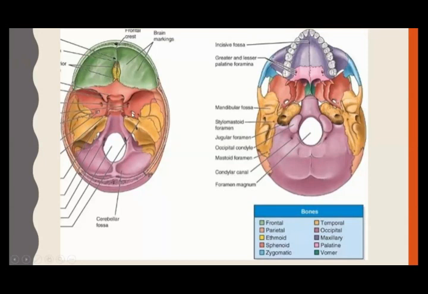through the foramen ovale the mandibular nerve passes. Posterolateral to it is the foramen spinosum. Through the foramen spinosum the middle meningeal artery passes. Then over here, these two, this is the foramen rotundum. Through the foramen rotundum the maxillary nerve passes. You will read this again and again and you will remember it.